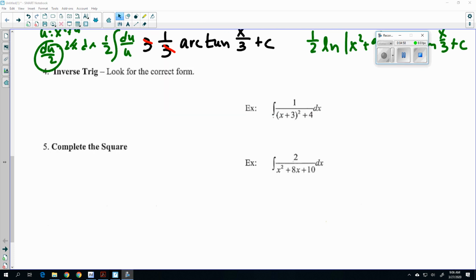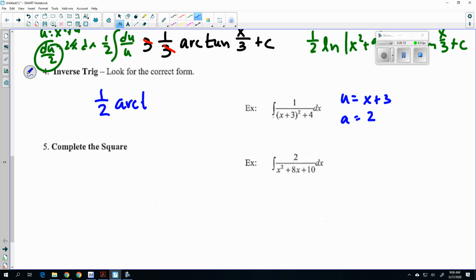In the second to the last one, number 4 here, I see an inverse tangent. So I see my u as x plus 3, and I see my a as 2. So I don't even need a u du. I think I can directly just put it in there. So I'm going to get 1 over a arctangent of u over a plus c.